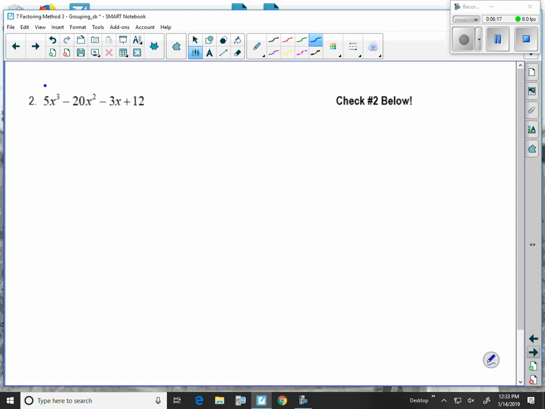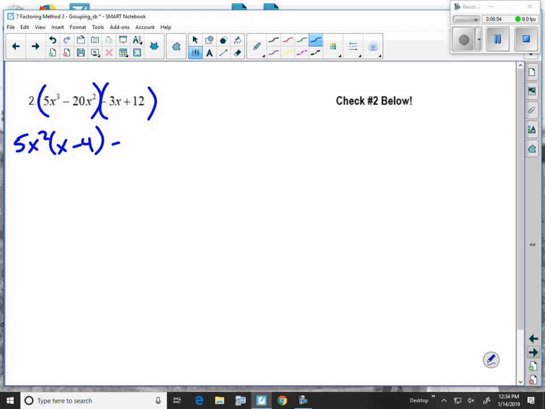Group. Okay, group the first two, group the second two. What's my next step? Greatest common factor of the whole thing? No, just the first set. What's my GCF of my first set? 5x squared. What do I have left? X minus 4. Questions on that? Okay, what's my next step?